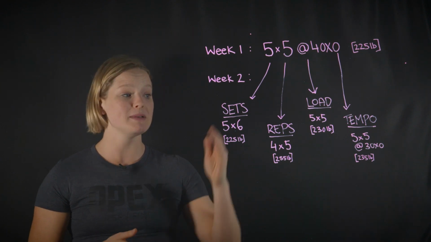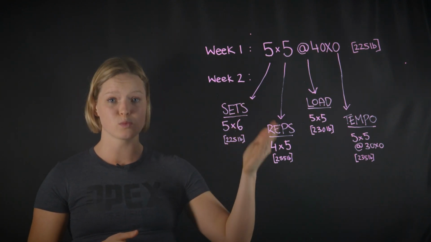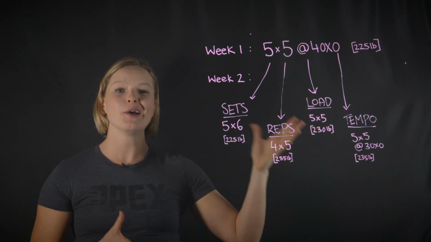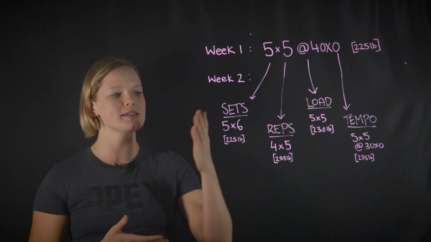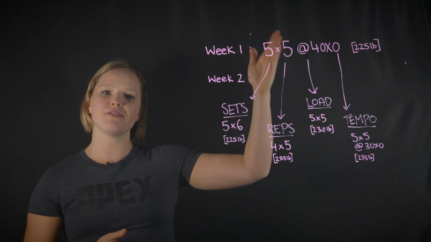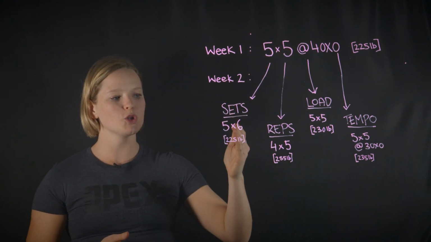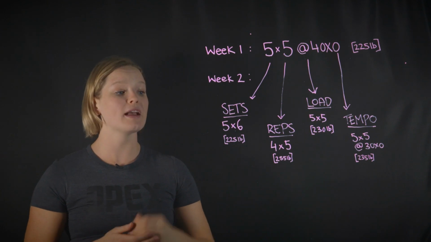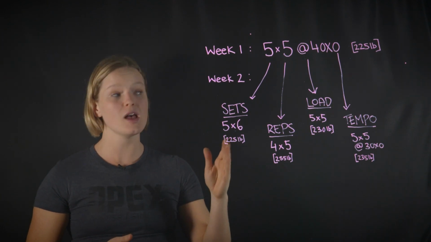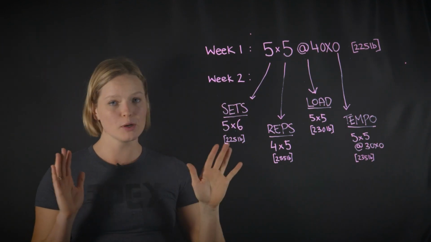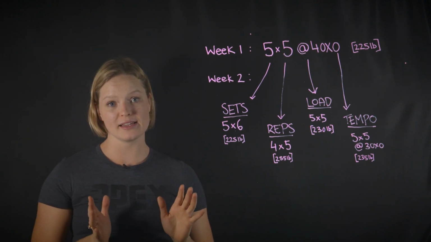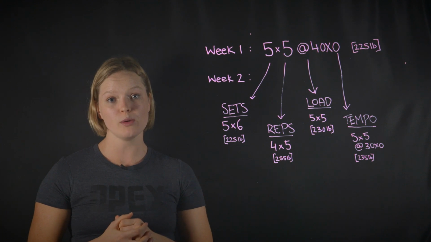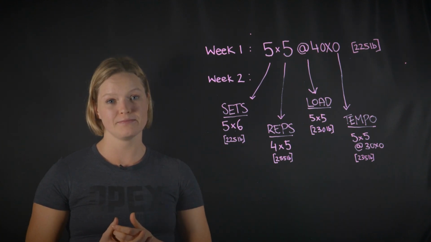Number 1 is going to be sets. Number 2 is reps. Number 3 is load. And number 4 is tempo. So to break those down a little bit, let's start with sets. So we went from our 5 by 5, and in week number 2, I've added on a 6th set. So now my client is performing 5 reps for 6 sets of the back squat. Tempo stays the same, load is going to stay the same. The only thing I'm manipulating there is increasing the volume by adding on a set.